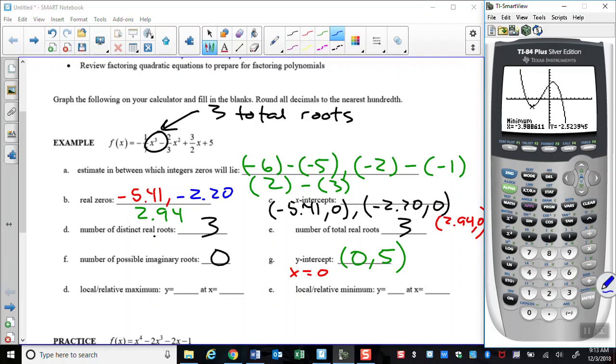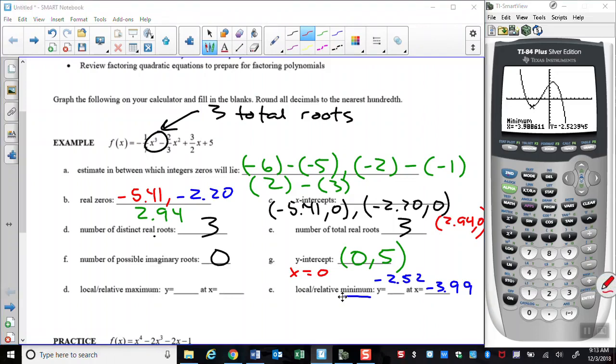Your relative, I wrote this wrong. Okay, so we're doing the minimum first over here to the right. Sorry about that. So y equals negative 2.52 when x equals negative 3.988. So negative 3.99. Okay.